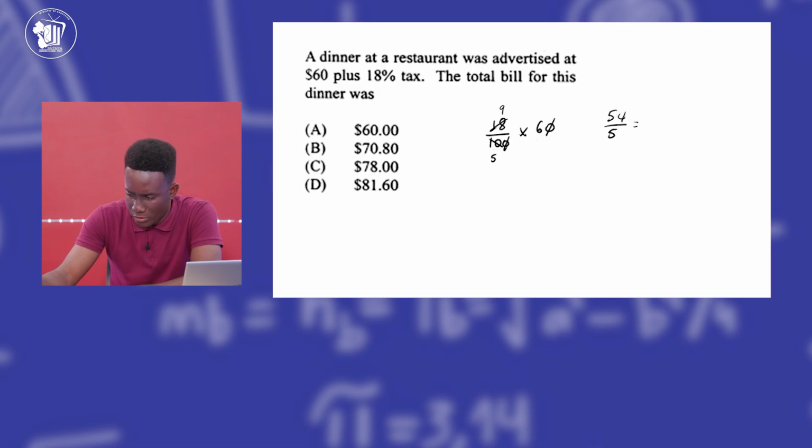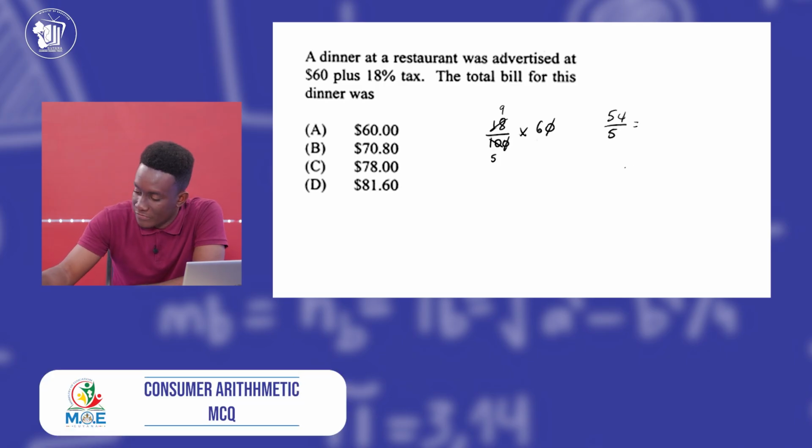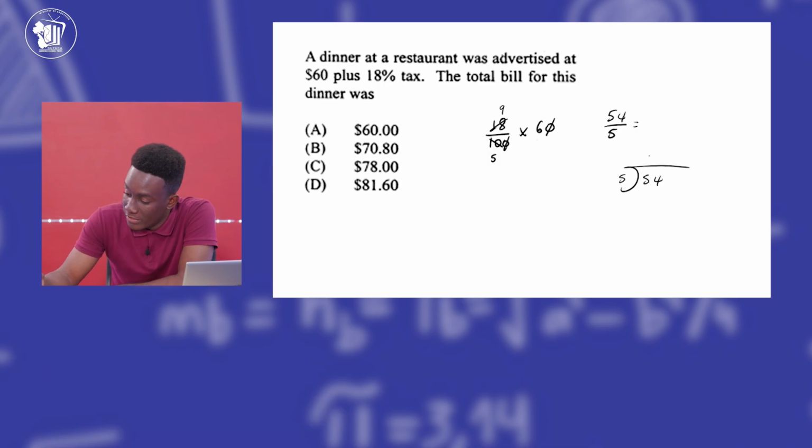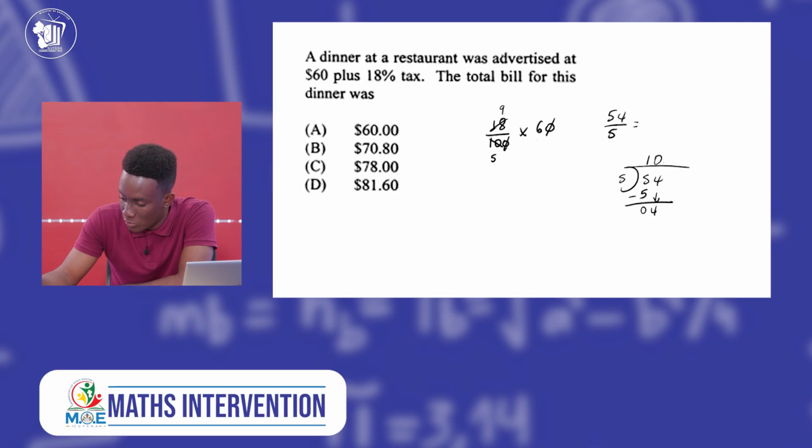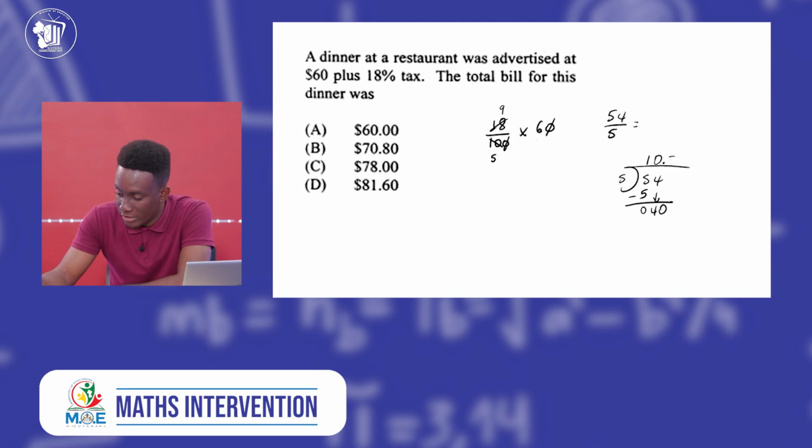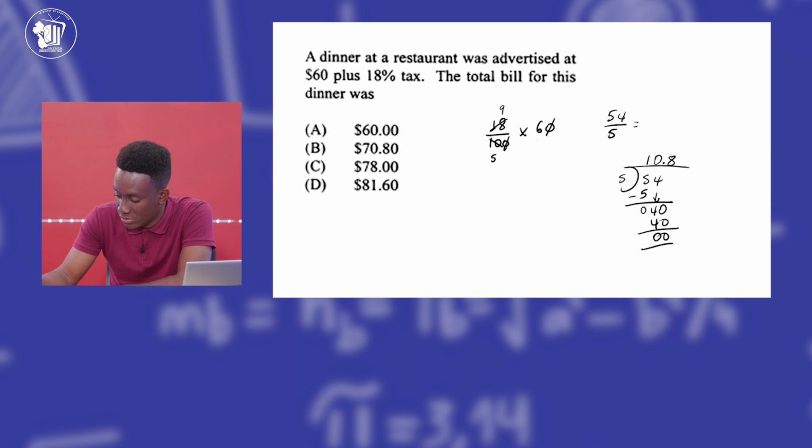Let's work it in long division. 54 divided by 5. So 5 can go into 5 one time. 5 times 1 is 5, and we subtract this. 5 from 5 would be 0. We bring down the 4. So 5 can go into 4 0 times, so we add a point and we add a 0. So 5 can go into 40 8 times. 5 times 8 is 40. So we subtract this, we get 0. So 54 divided by 5 would be 10.8.